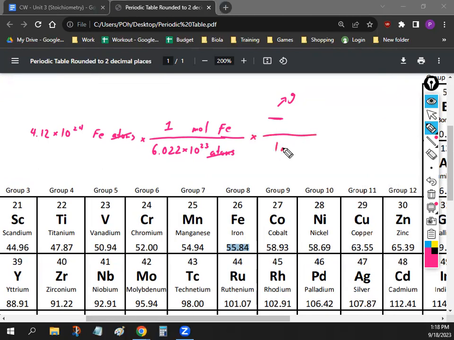And then it'll be 1 mole of iron is equal to 55.84 grams of iron. Okay. So we just need to plug that into our calculators, and that's going to give us our final answer. So that's how we can turn atoms into moles, and then turn it into something that makes a little more sense for us, which is grams. Okay. Any questions on that setup?